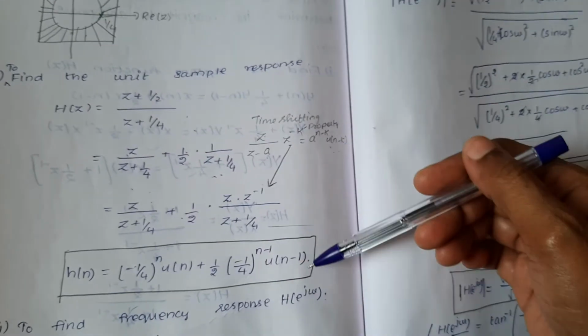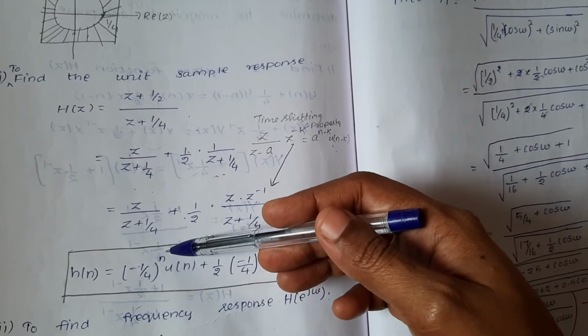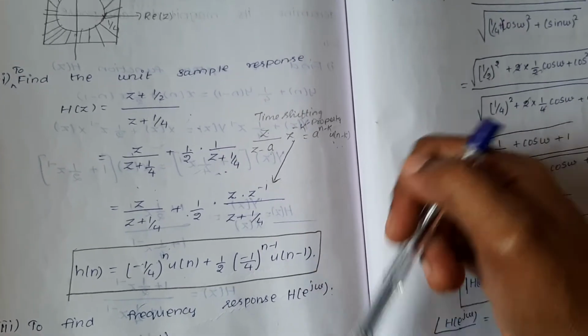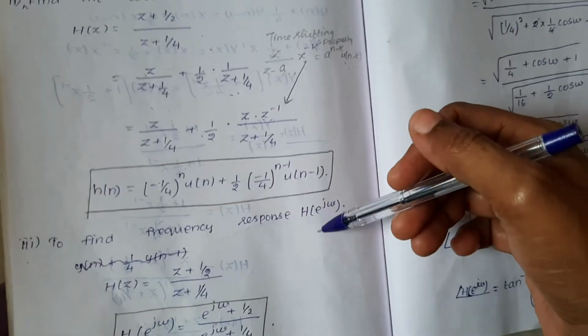Okay. So here the value is minus 1 by 4 the whole power n u of n plus 1 by 4 minus 1 power n minus 1 u of n minus 1. Okay, so next you want to find the frequency response.